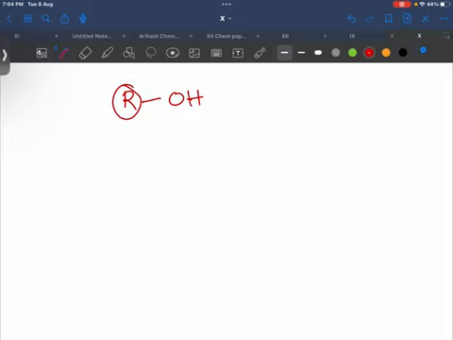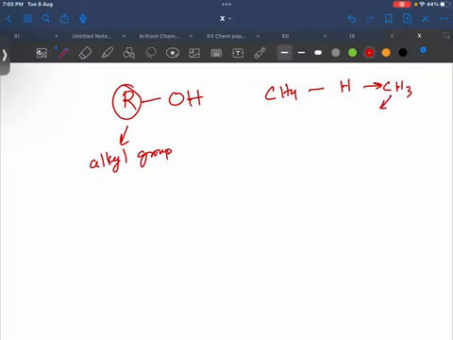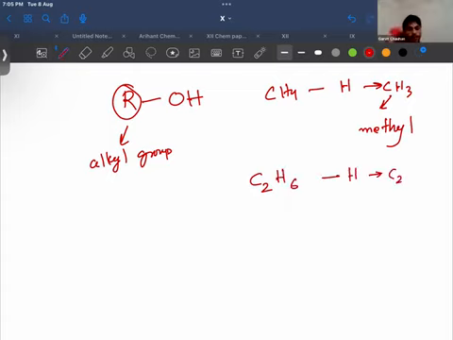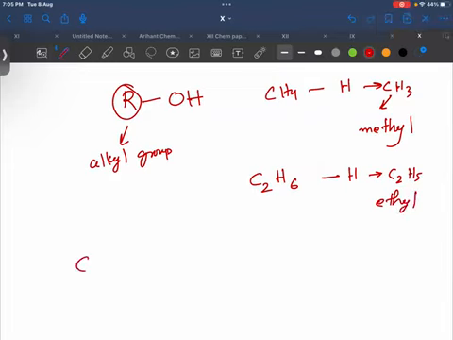R मतलब क्या होता है? I told you. What is R? Alkyl group. Do you remember what is R? R is an alkyl group. मतलब alkyl group मतलब क्या होता है? Like you remove one hydrogen from alkanes. ठीक है? तो जैसे CH4 से एक हाइड्रोजन हटा दिया तो you will be left with CH3. So this is known as methyl. C2H6 से अगर एक हटा दिया, C2H5, that will be ethyl.